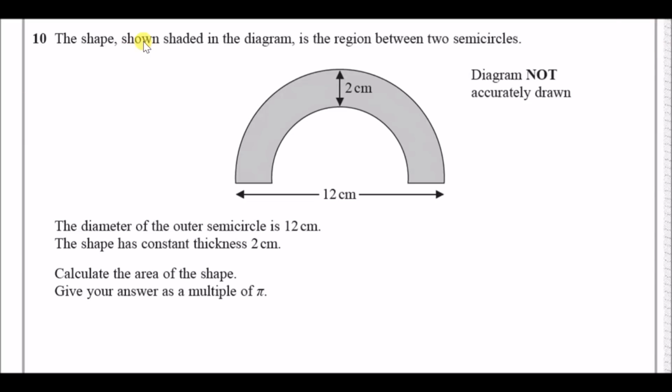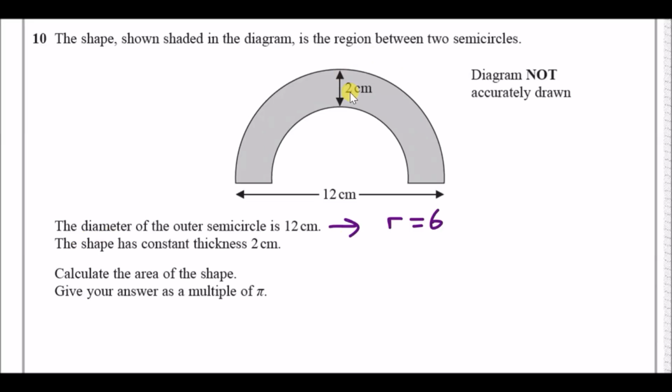So the shape shown shaded in the diagram is a region between 2 semicircles. Okay, so we've got 2 semicircles. The diameter of the outer semicircle is 12, so this means the whole thing. By the way, when you have circles, it's always best to try and get the radius. So if the diameter of the outer semicircle is 12, then half of it will give us the radius. So the radius for the big semicircle is 6.